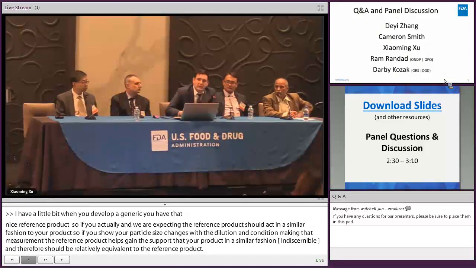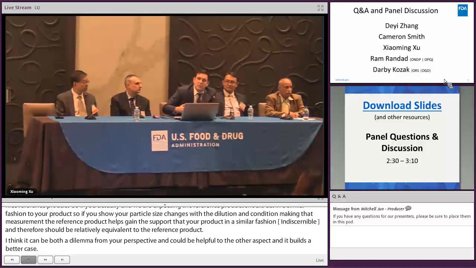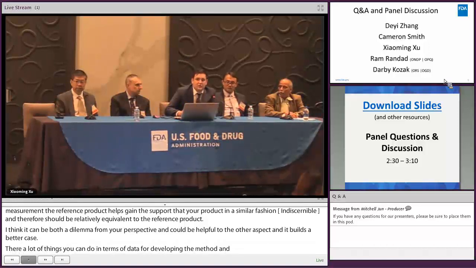So as Xiaoming was saying, there's a lot of things that you can do in terms of data for developing and optimizing the method and showing that you have this change within the particle size and the rationale as to why it's changing, but you always have that reference standard to measure against, showing it's having a very similar effect. And I think that helps prove the sameness of those two products to a certain degree. I don't necessarily think it's always the best way, but it can be supportive for your development program as well as evidence. Thank you.